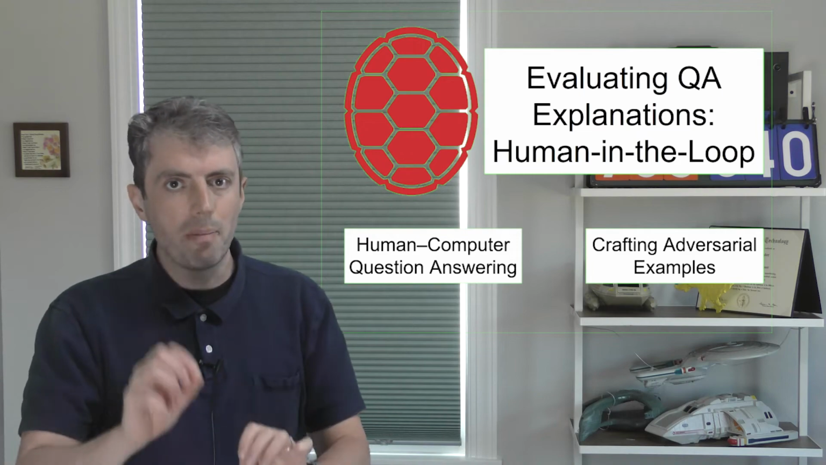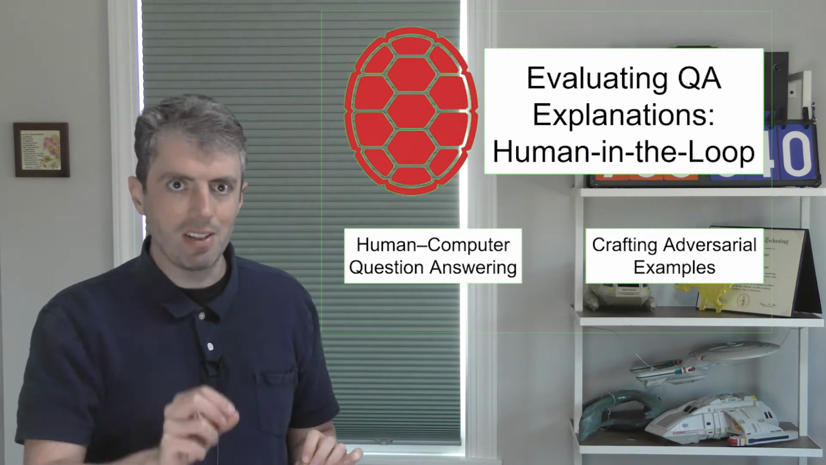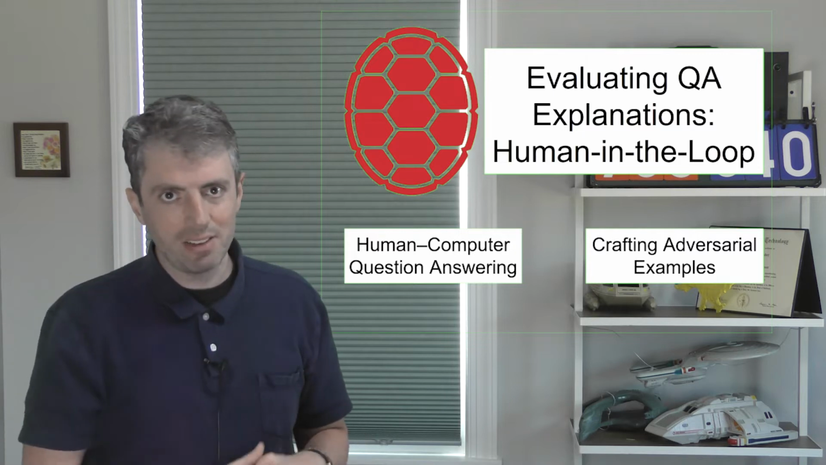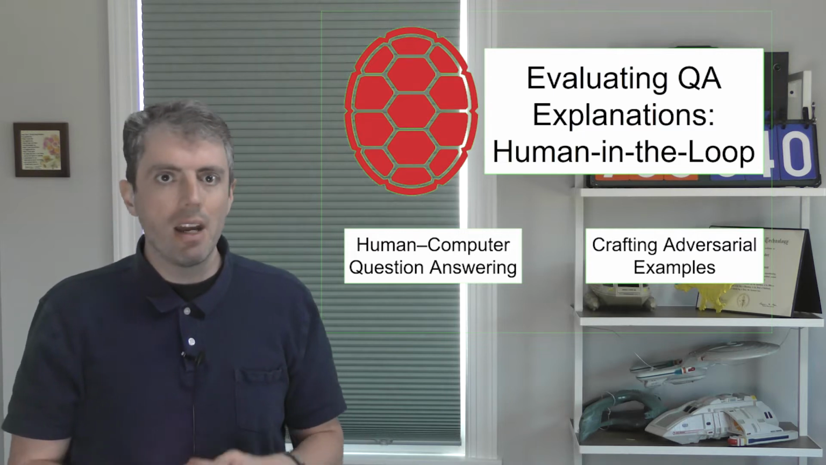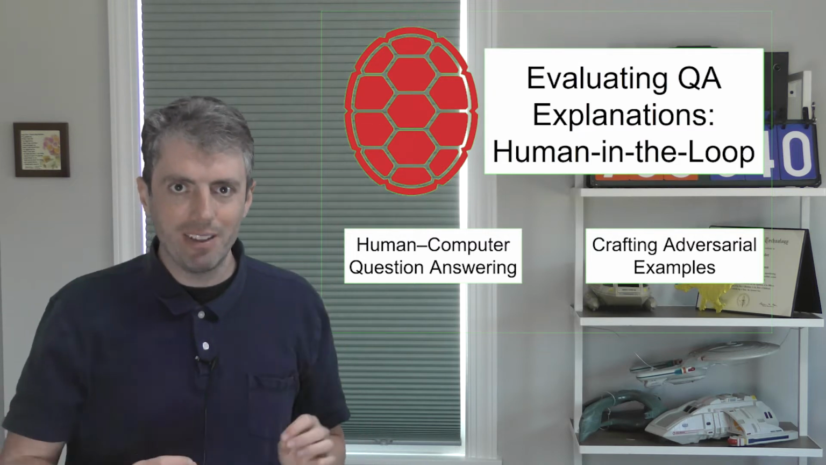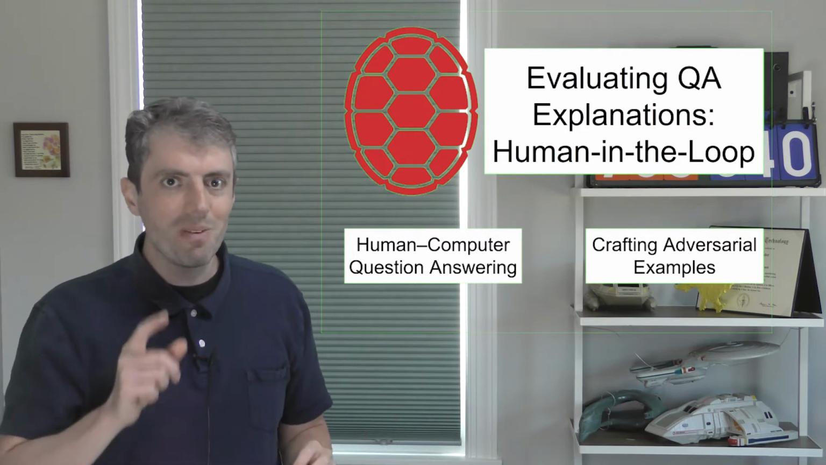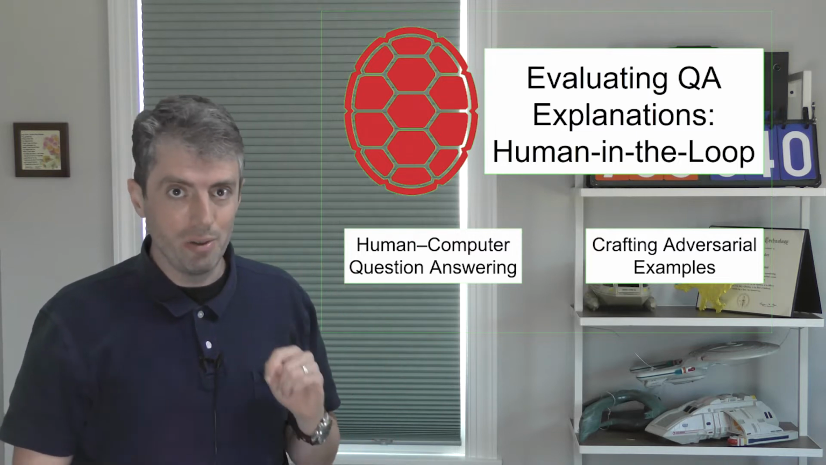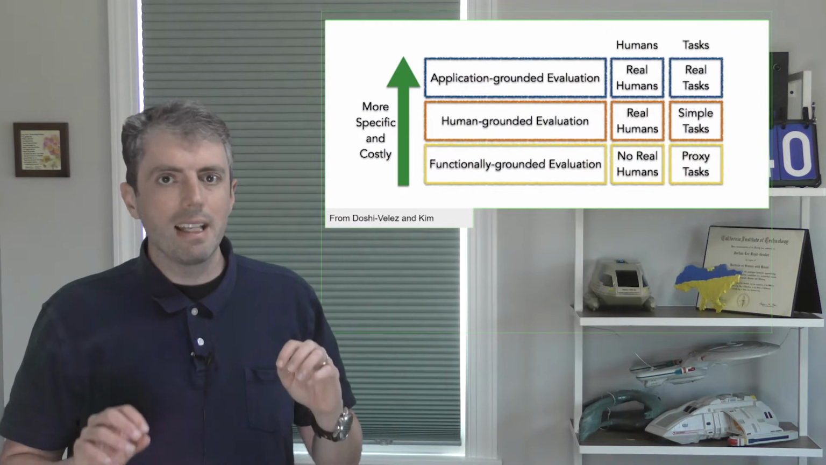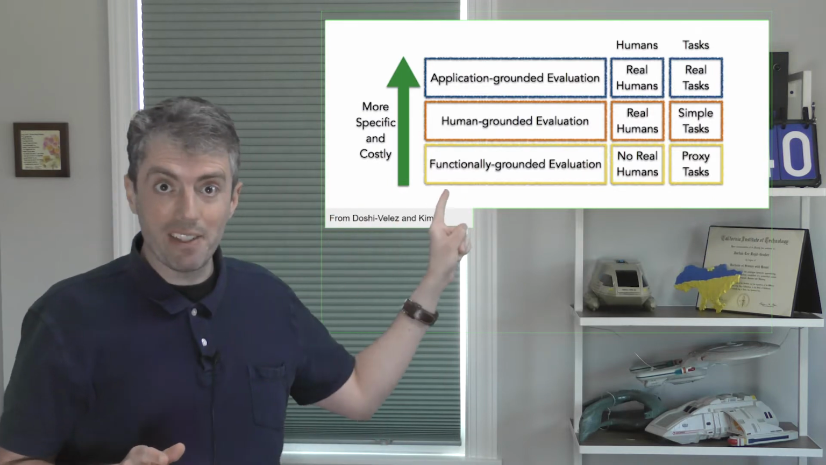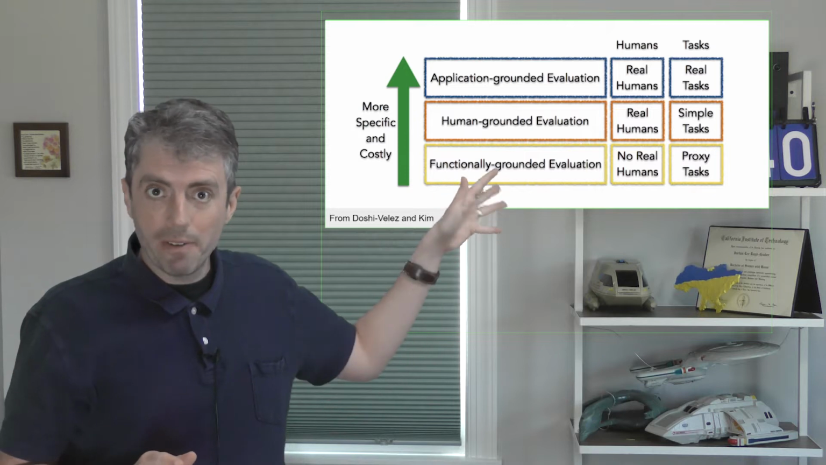We've been talking about artificial intelligence explanations of question answering. How can a computer explain why it answers a question in a particular way? Throughout our conversation, I've been complaining that the plethora of explanations we've seen don't actually test whether the explanations are useful to a human. The explanations that we have seen have been at the bottom of this hierarchy. One of the first two levels.